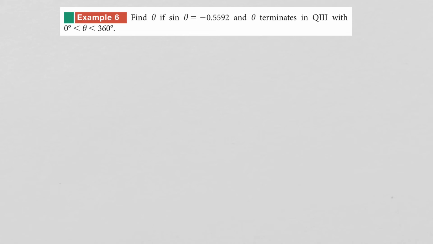Now we're going to reverse the procedure. So here I ask you to find an angle theta if the sine of theta is negative 0.5592 and theta is in the third quadrant. And theta, they tell us, is an angle between 0 and 360 degrees. All right, the key here is you need the reference angle.